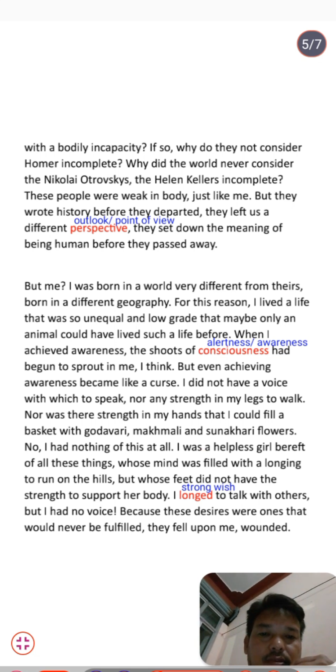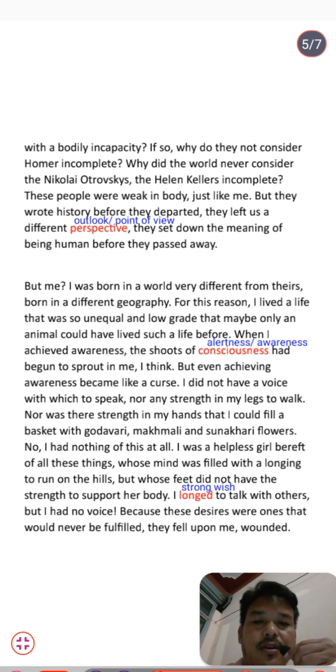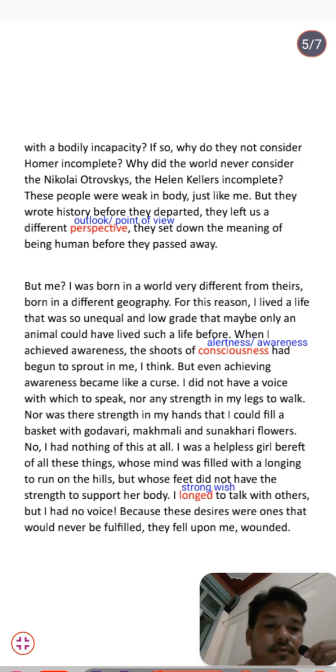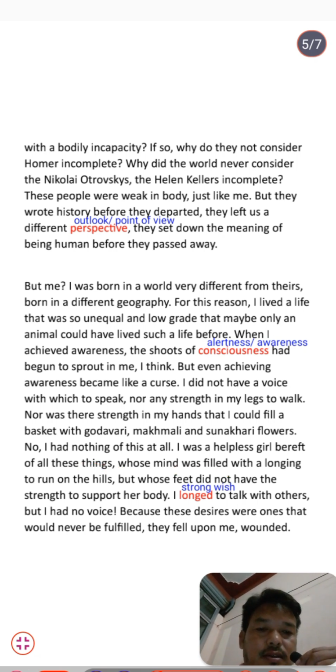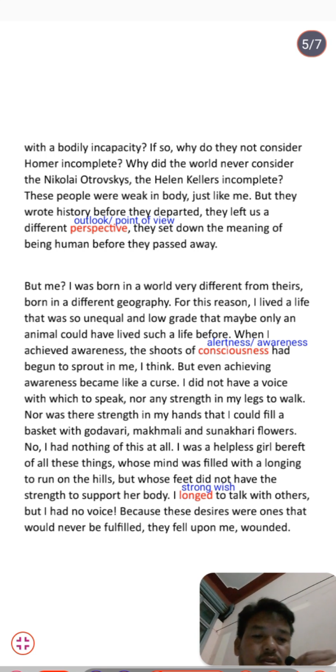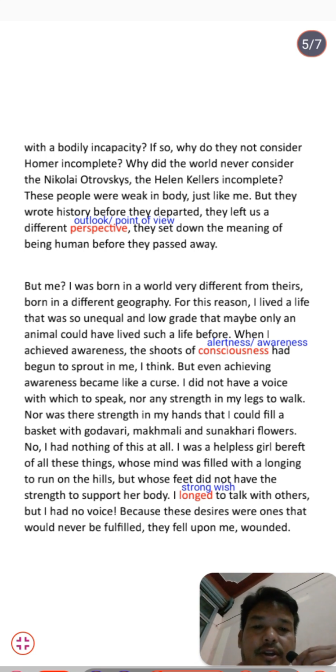I was a helpless girl, bereft of all these things, and whose mind was filled with a longing to run up the hill, but whose feet didn't have the strength to support her body. Again, students, she says that I didn't have anything of this by any means, and I was a powerless young girl, deprived of everything, whose mind was full of longing to run to the hills, yet those feet didn't have the strength to support her body.